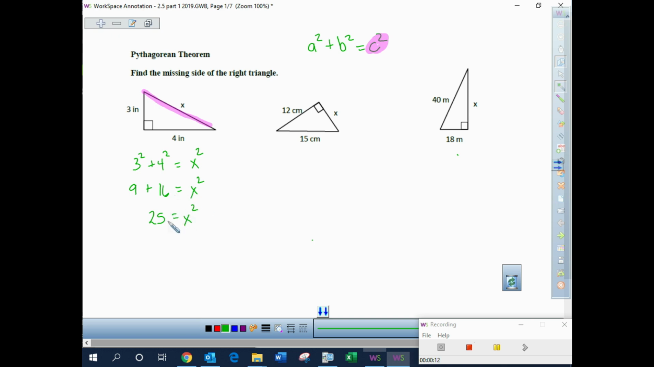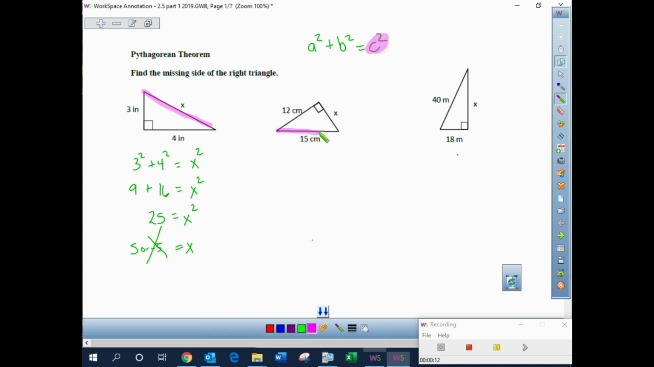And now we can square root both sides in this case. So the square root of 25 is 5 or negative 5. But since this is a geometry problem, there's no way that distance right there can be negative, so we're going to throw that guy out. So, things we've definitely done before. Here with the Pythagorean theorem, we've got to go find the hypotenuse.